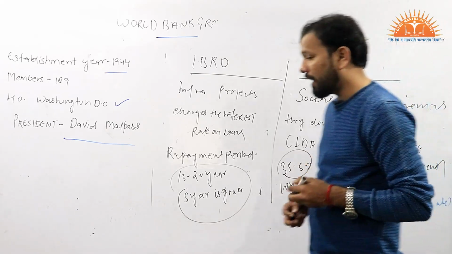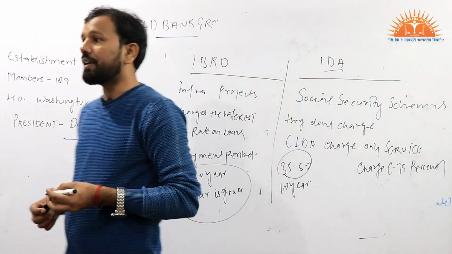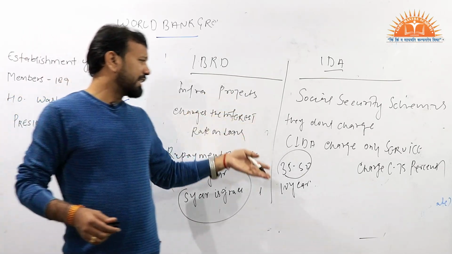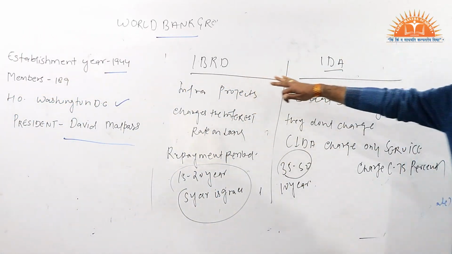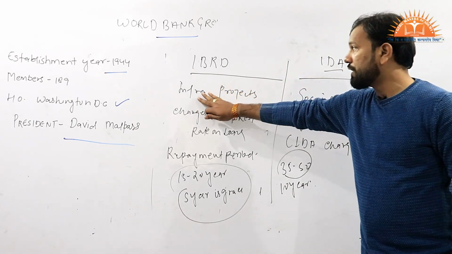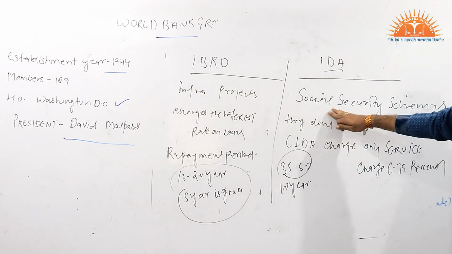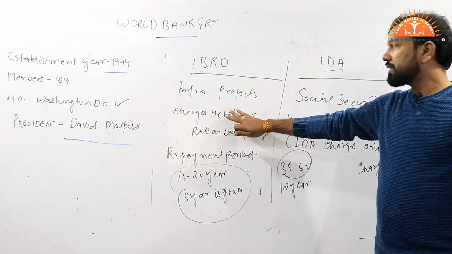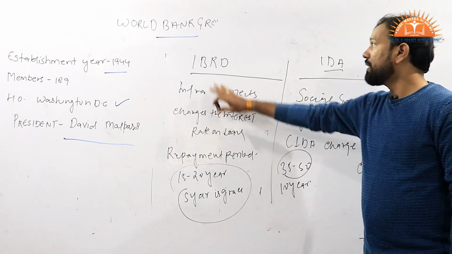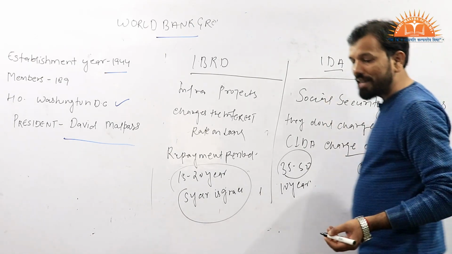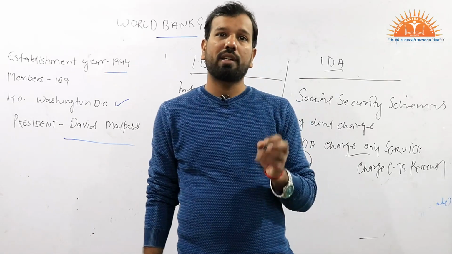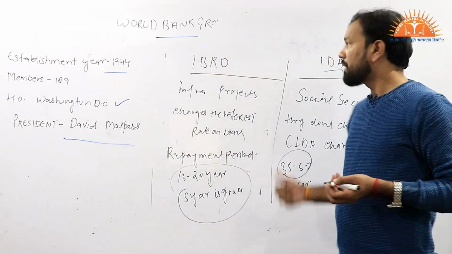This is all about the IBRD and the IDA, and these are the basic differences between them. Again, whatever money we are taking from the IBRD is used in infra projects, while here it is for social security schemes. Sorry, IDA doesn't charge the interest rate, but IBRD charges the interest rate. They charge only the 0.75% service charge on whatever amount we are taking from the IDA.